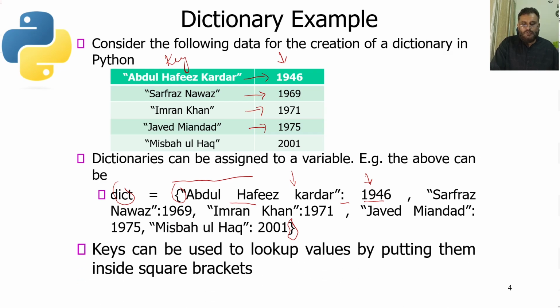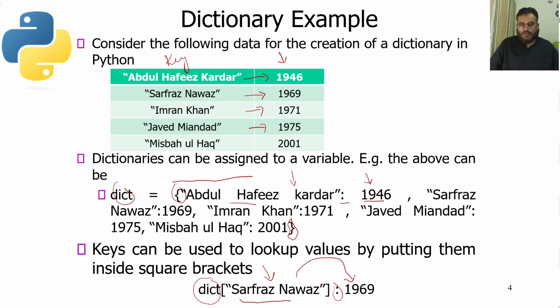So keys can be used to look up these values by putting them inside square brackets. Just as we had in the case of list, that if we wanted to access the value at a specific index, we made use of that index inside a pair of square brackets. Now if I want to see what is stored against the key Sarfraz Nawaz, I just need to make use of the variable name which we gave to the dictionary, provide the key, and this colon notation is just telling me what sort of output I will receive when I provide this key to find out what is stored against it.